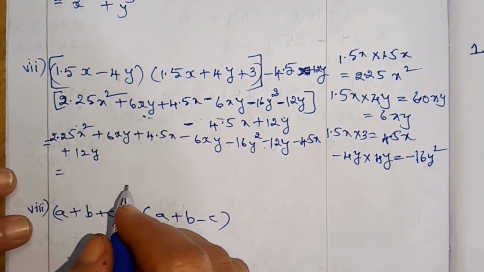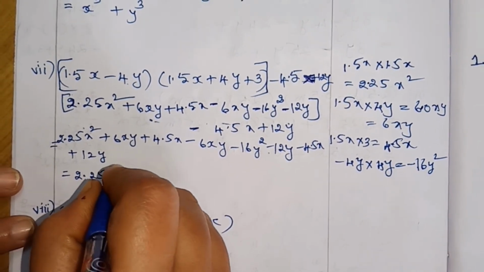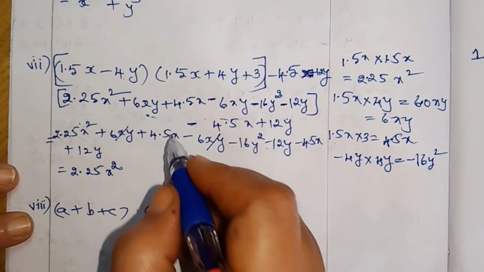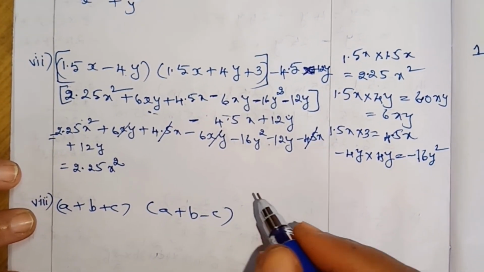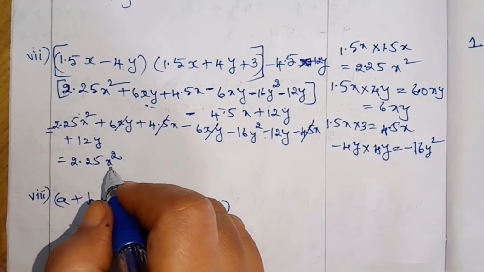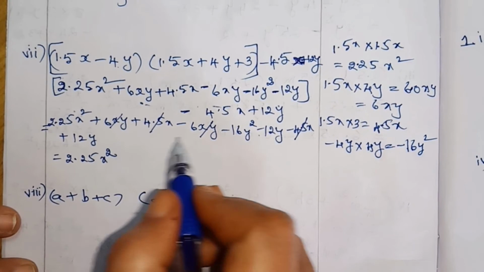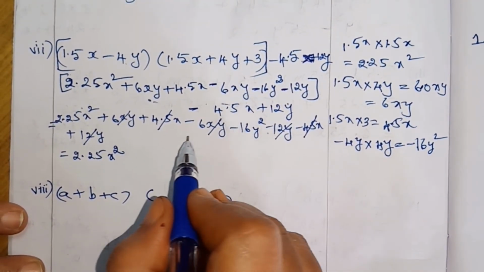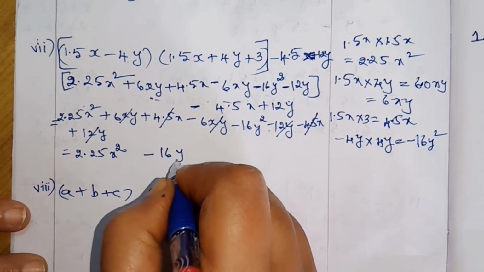Now we add and subtract the like terms. Here 2.25 x square. Here plus 6xy minus 6xy gets cancelled. Plus 4.5x minus 4.5x gets cancelled. So what is remaining we write. And what else here is remaining? See here minus 12y plus 12y gets cancelled. So only minus 16y square is remaining. So minus 16y square.